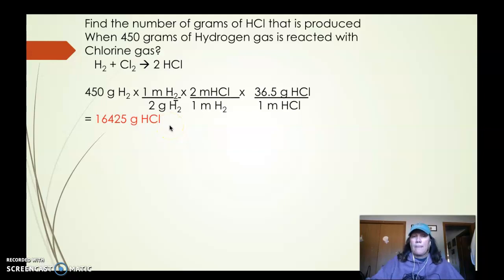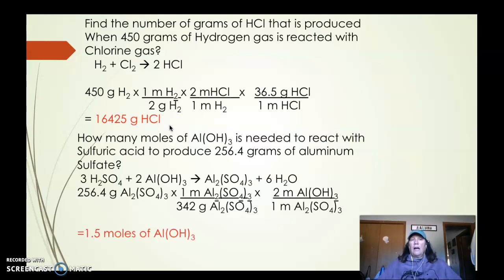Okay, one more. Now this one, I want moles, so I have one less step. Remember to be careful to read your questions carefully, because they don't always go gram to gram. Sometimes it's less than that. So it says, how many moles of aluminum hydroxide are needed to react with sulfuric acid to produce 256.4 grams of aluminum sulfate?